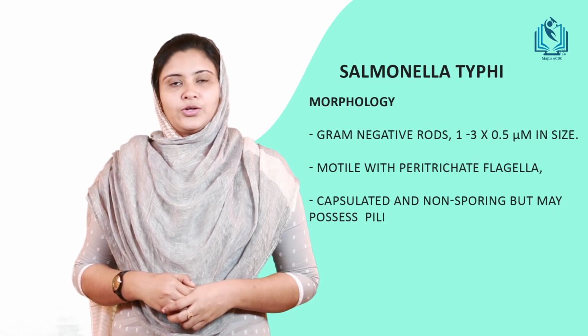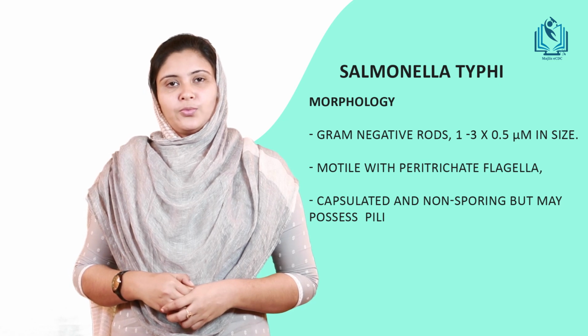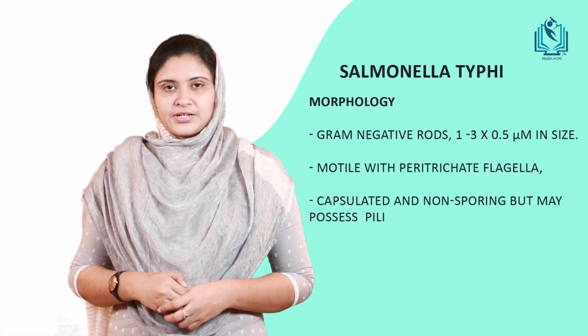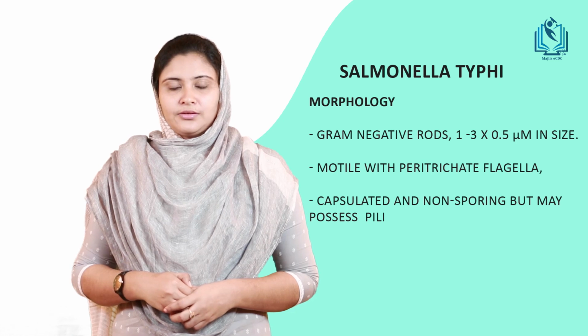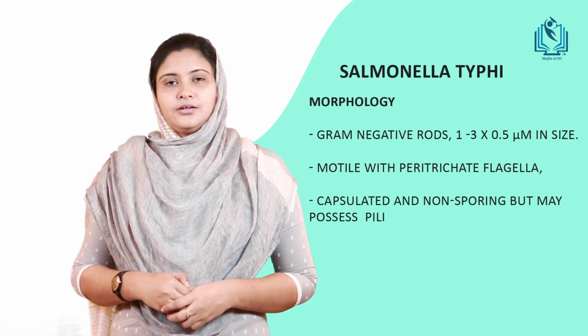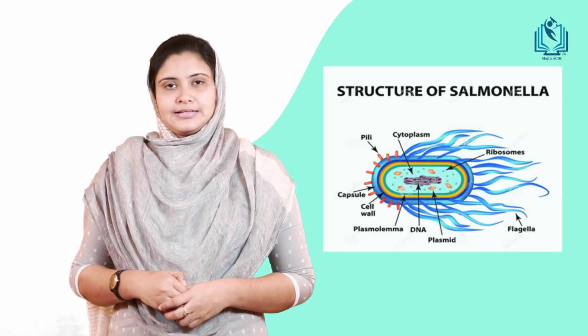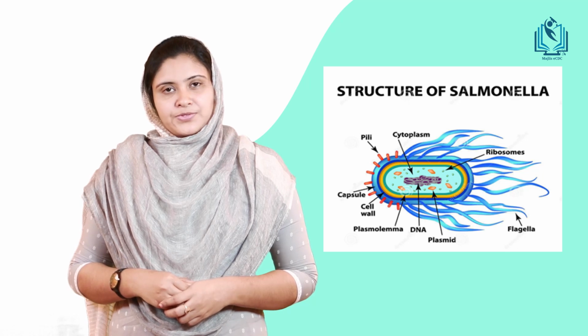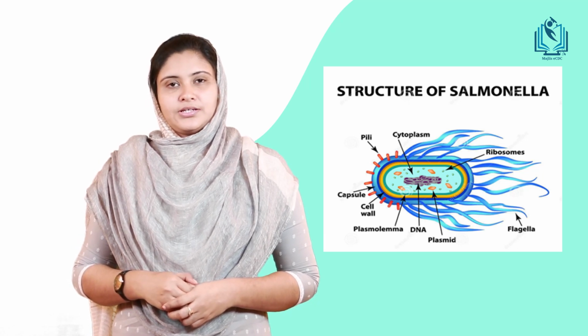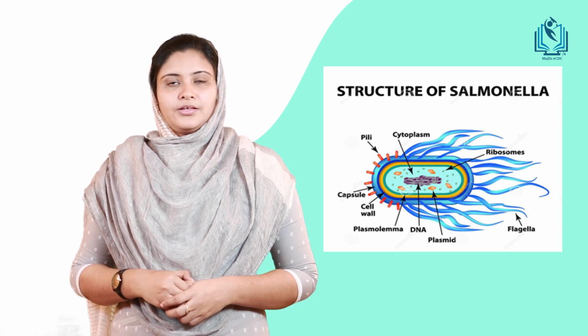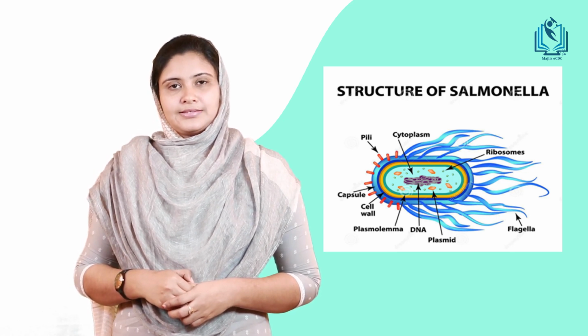Next are some identical features of Salmonella Typhi. Salmonella Typhi is a gram-negative rod, 1 to 3 by 0.5 micrometer in length and breadth respectively. They are motile with peritrichous flagella, the locomotory organelles present all over the body of Salmonella cells. They are capsulated, that is, the capsule is present outside the cell wall, and you can see here that nucleic acid, ribosome and plasmid are present in Salmonella Typhi.